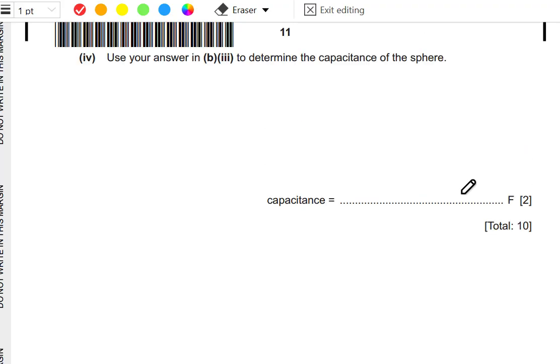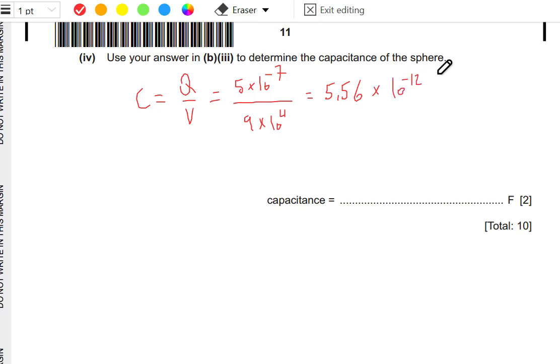Use your answer to determine the capacitance of the sphere. We have C equal Q over V. We just calculated Q, and we have V, so we can get C as farad.